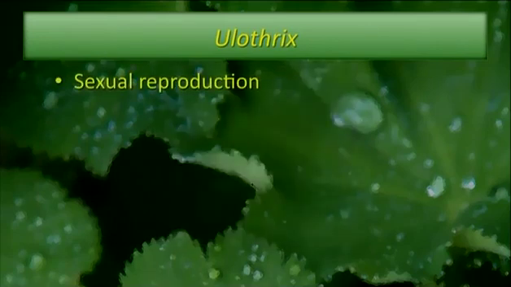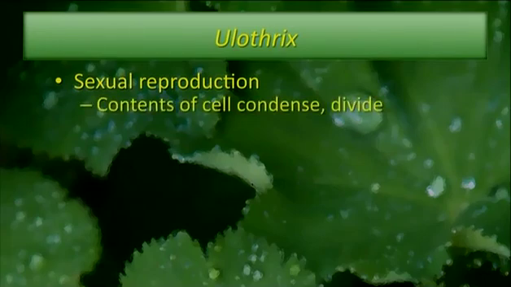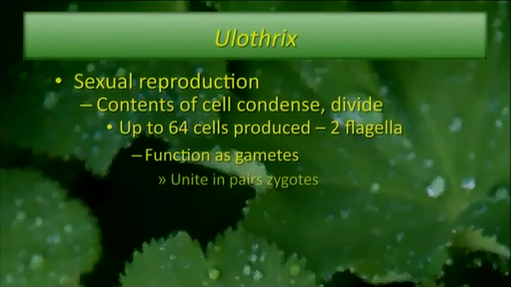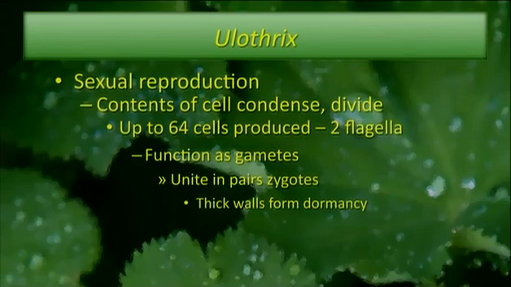Now sexual reproduction is similar to asexual reproduction at the beginning anyway, in that the contents of the cell condense and divide. And there are up to 64 cells produced, and these have 2 flagella, and they function as gametes. They unite in pairs and form zygotes. They form thick walls, and then they can go dormant from there, right?